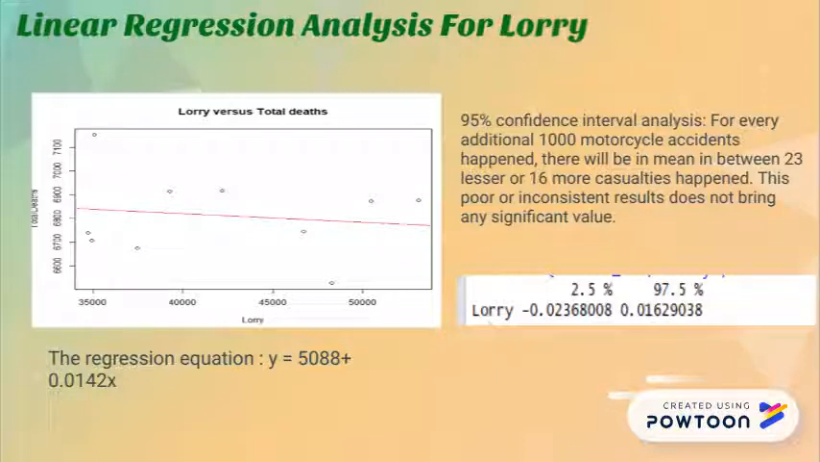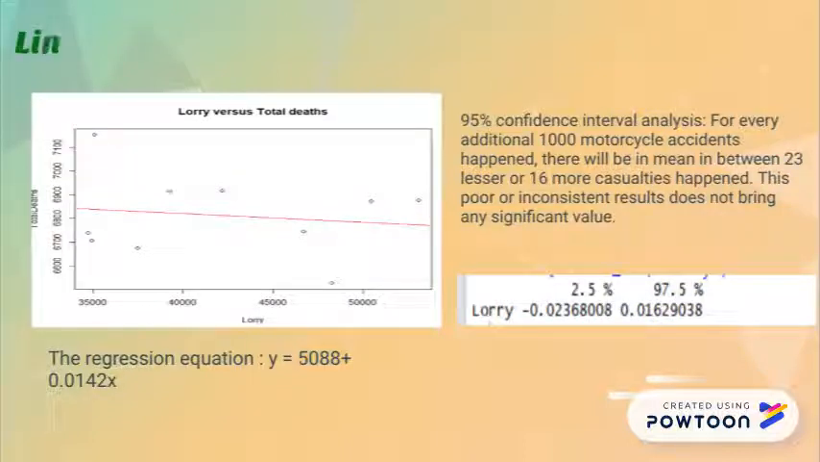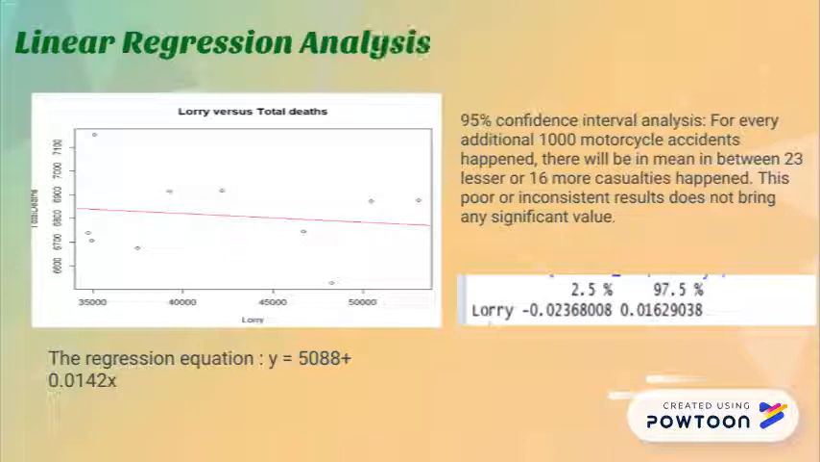0.0142x. 95% confidence interval analysis: for every additional 1,000 lorry accidents that happened, there will be a mean in between 23 fewer or 16 more casualties. This poor result does not bring any significant value.